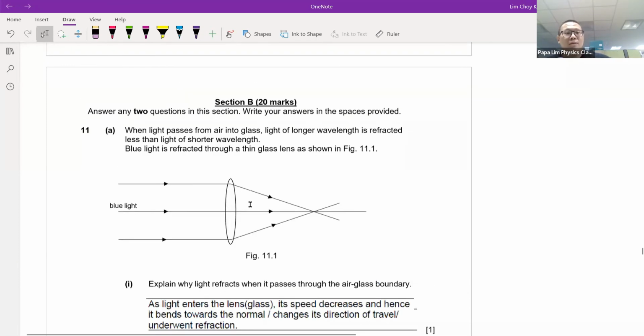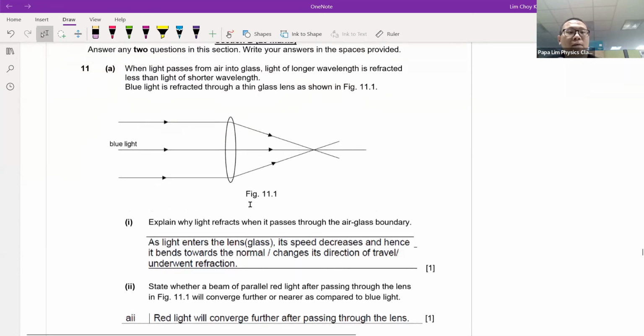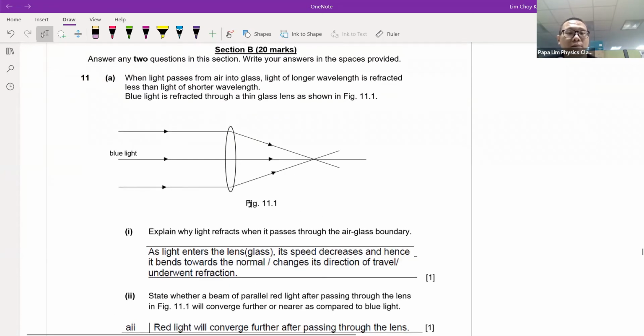Okay, so the first question, question 11, is on the ray diagram, or more on the lenses. Same thing, the first segment here on these lenses brings us to refraction first. The clue, based on the context of the question, is that longer wavelength is refracted less than shorter wavelength. So blue is refracted here, so you are using blue first. Blue is refracted, so its focus is converged to this particular point.